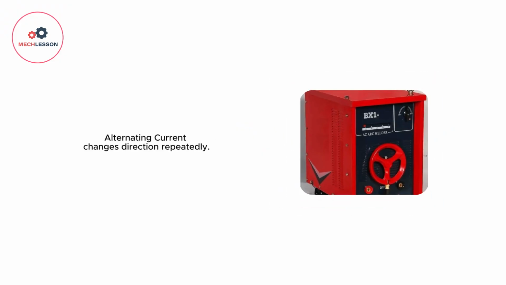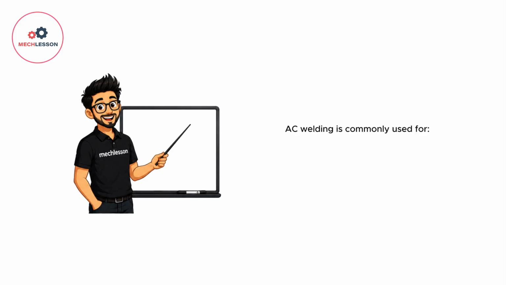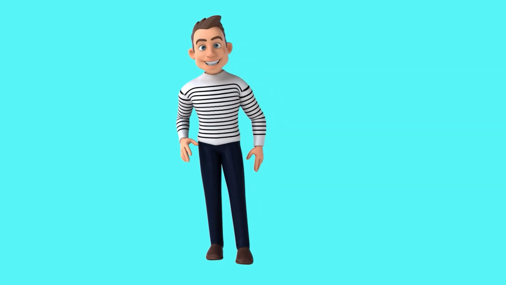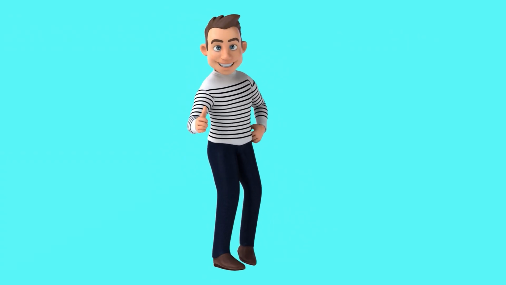4. Alternating current, or AC. AC changes direction repeatedly. In the United States, standard AC power operates at 60 Hz. AC welding is commonly used for aluminum welding, certain TIG applications, and specialized fabrication work. Because AC constantly changes polarity, it offers unique cleaning action when welding aluminum.